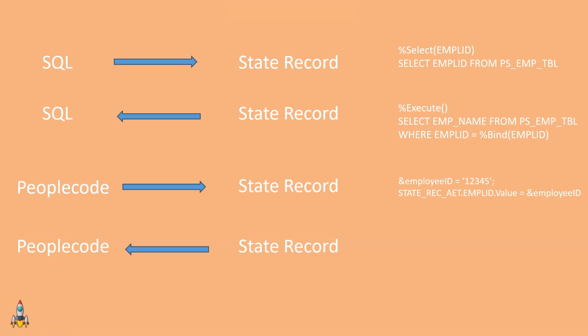Similarly, let's say we need the state record field value in our PeopleCode. We can do that in the same way. So in this case, let's say we want that employee ID from the state record to be stored in the employee ID PeopleCode variable. We can do that by using the PeopleCode variable &emp_id equal to your state record name dot your field name in the state record dot value. So this is how we can communicate with state record fields using PeopleCode.